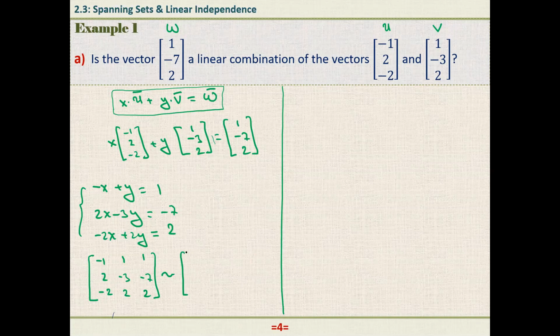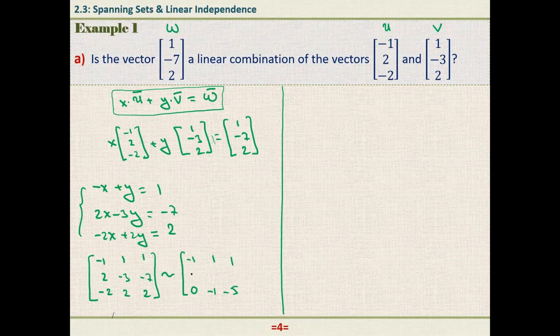So here we have first row -1, 1, 1. If you add the second row to the third row, we have 0, -3 plus 2, which is -1, and -7 plus 2, which is -5. And multiply the first row by 2 and add to the second row.